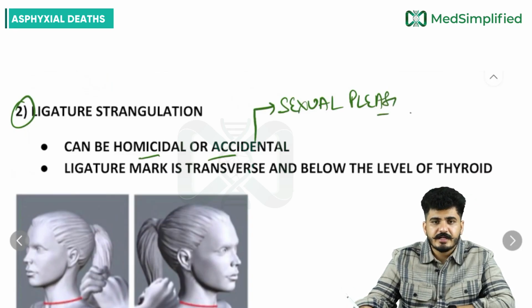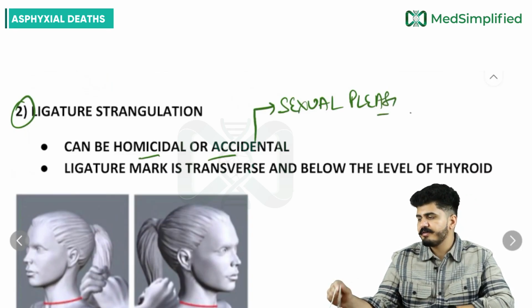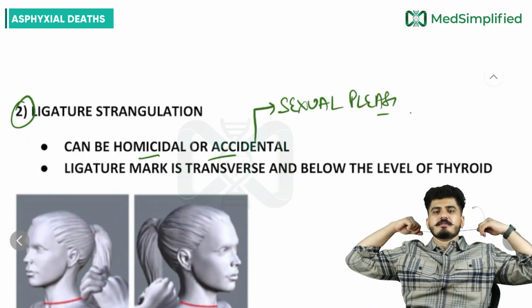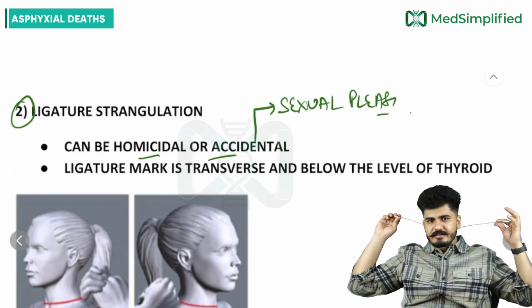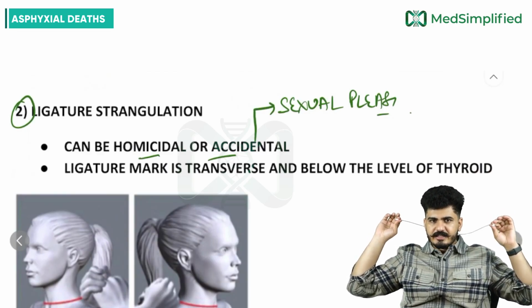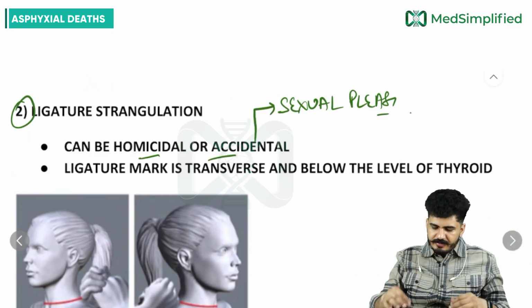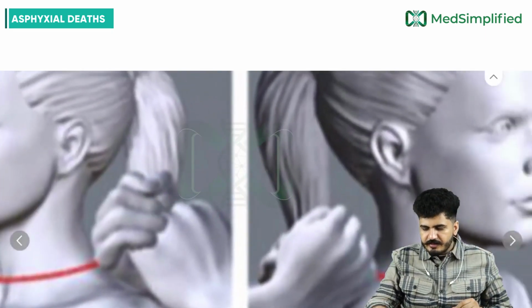Ligature. It can be homicidal. A person will try to kill you. You are sitting somewhere and person X comes from behind and starts doing like this. So in strangulation, you will see the ligature is transverse and below the level of the thyroid. We have discussed it already. It is transverse and below the level of the thyroid.